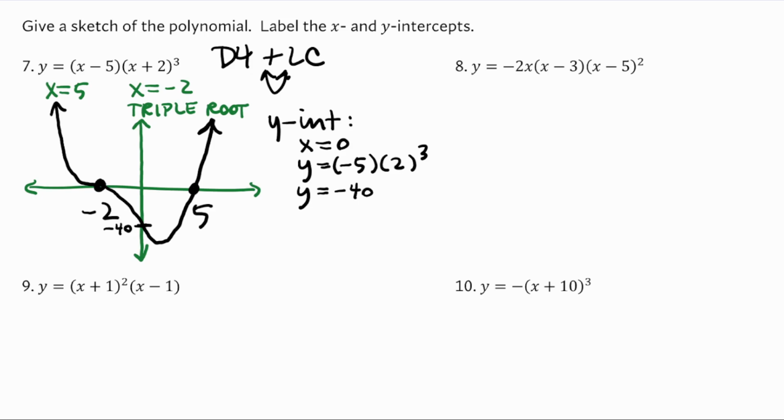Okay, number 8. I've got here what looks to be a fourth degree polynomial, right? Because I've got 2 here, 1 power of x there, 1 power of x there. So this is degree 4. The leading coefficient is going to be negative because of this negative 2 right here. So at least on the outsides, it's going to look like y equals negative x squared.